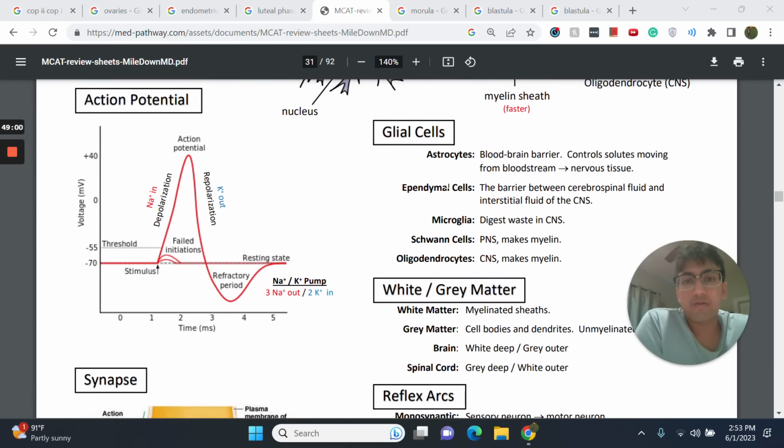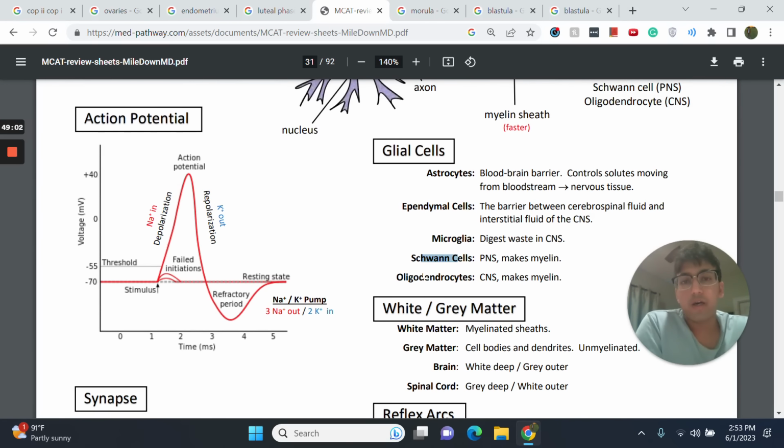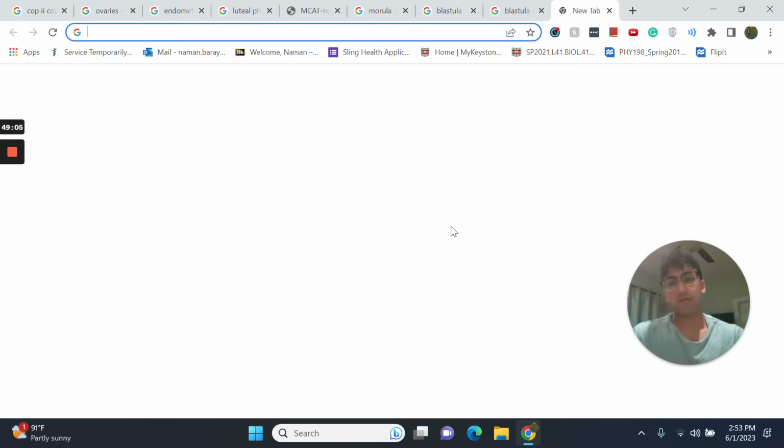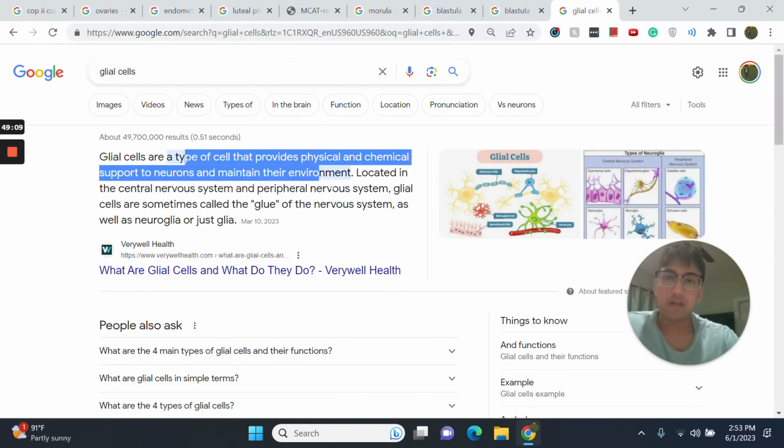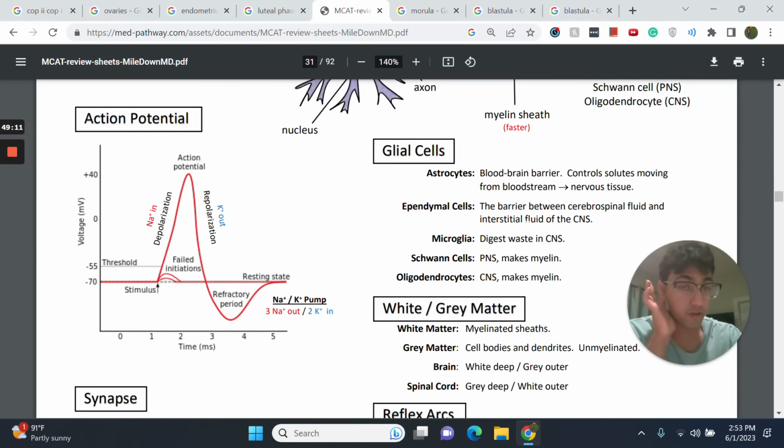Glial cells are kind of what I was just talking about, Schwann cells and oligodendrocytes. And I want to give you a definition of glial cell. So glial cells are things that provide physical and chemical support to your neurons. So we have astrocytes. Astrocytes are responsible for that blood-brain barrier.